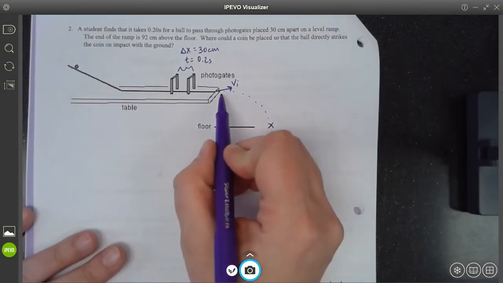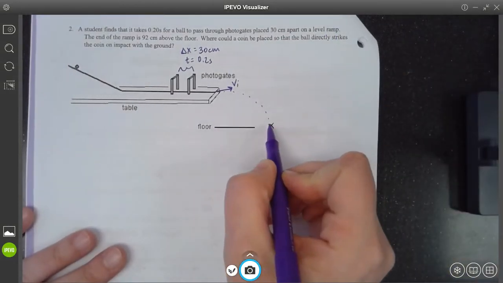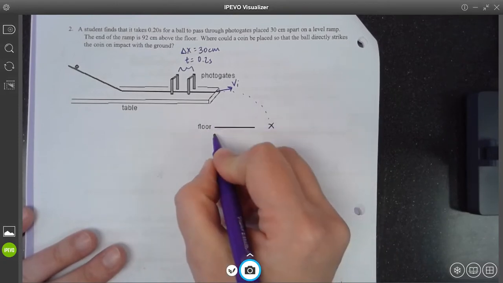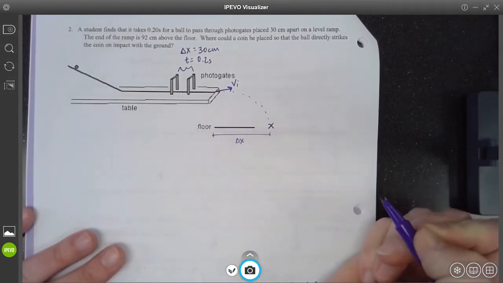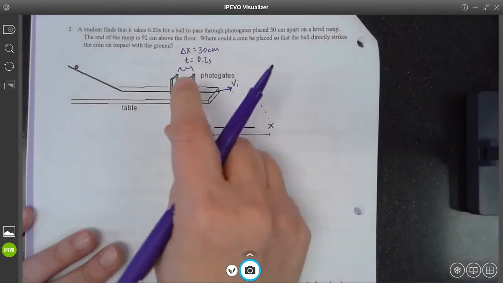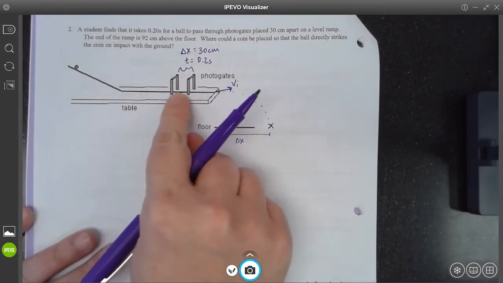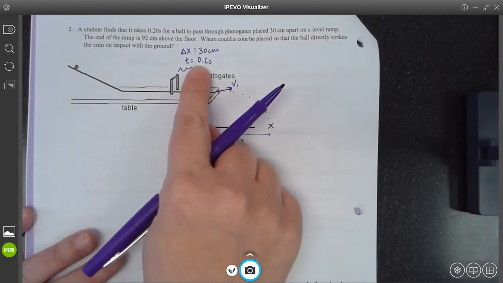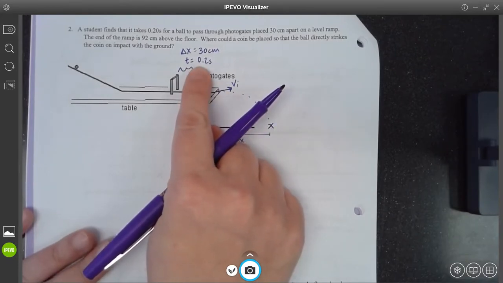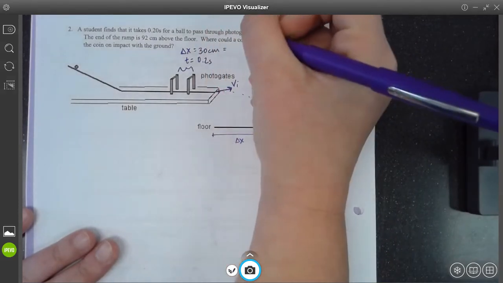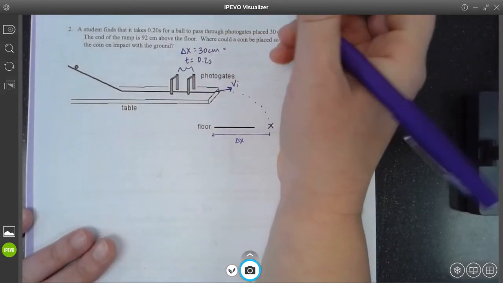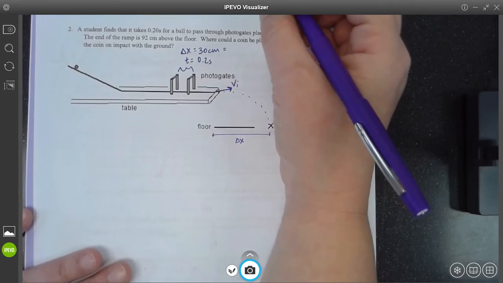So we've got this situation where there's a ball that rolls off the edge of the ramp, hits the ground. We need to figure out how far away from the table that is. So that's our change in horizontal displacement. We need to know what our velocity is when we come off this table. And so to figure that out, we need to use the information about how the ball goes through the photo gate. I always convert things from centimeters to meters because acceleration due to gravity is in meters per second.